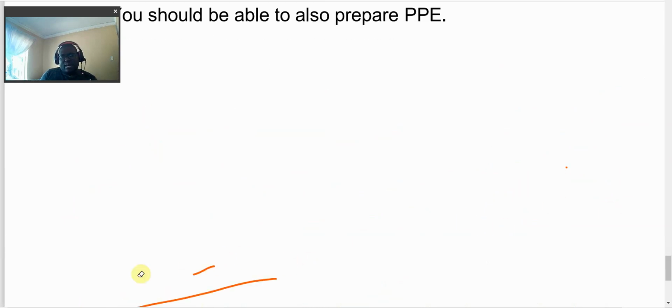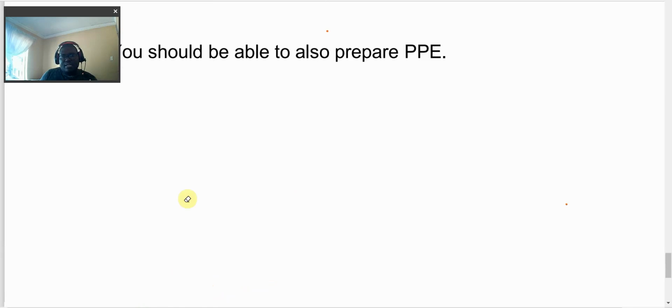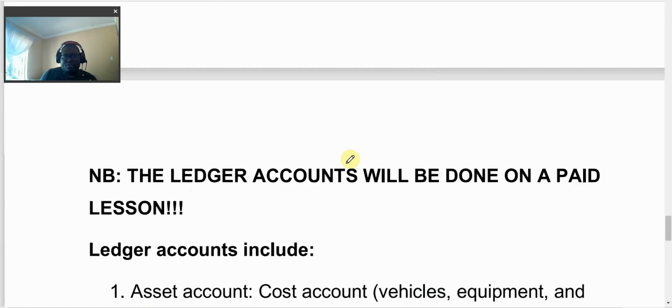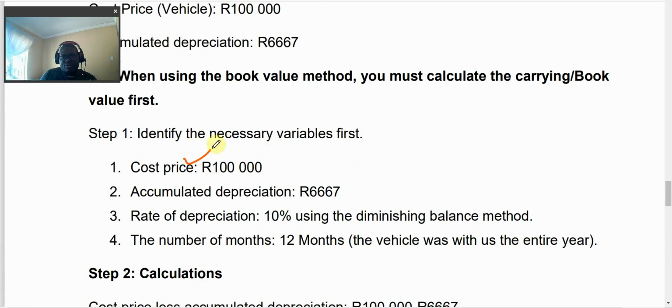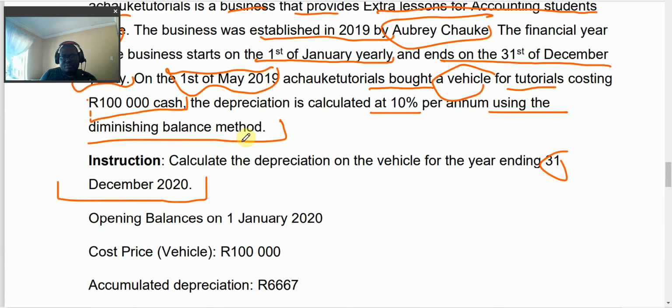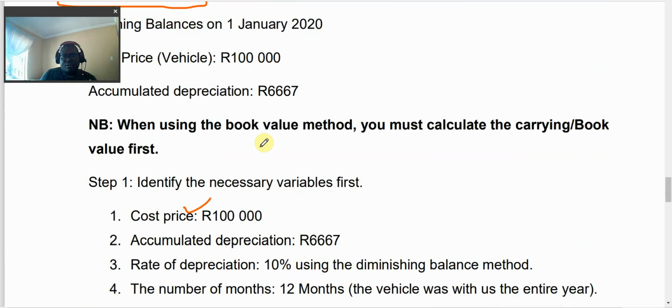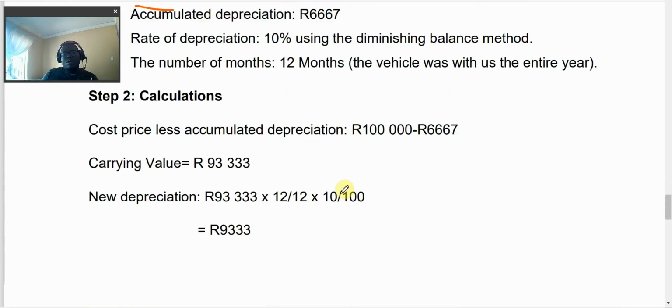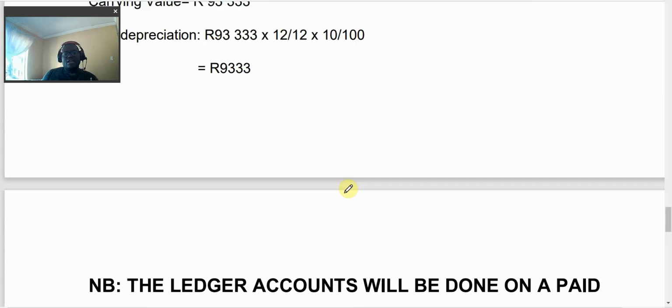So remember I said the first thing that you must identify. If you check on the notes, I said that in terms of the book value method, you need to be able to identify the cost price, the accumulated depreciation, the rate of depreciation, and the number of months in which the vehicle was with us as you calculate that depreciation. So now let's go to the information and check what is happening.